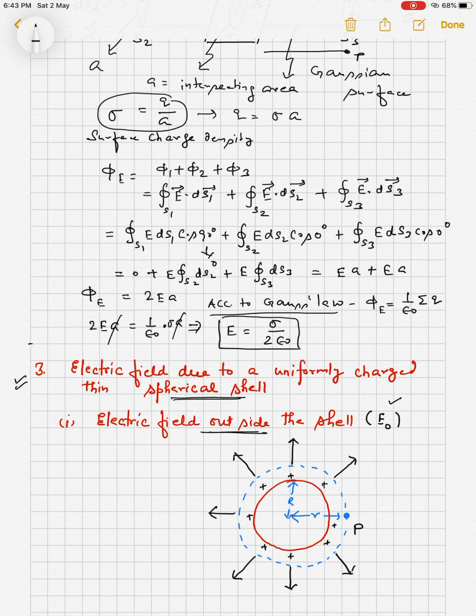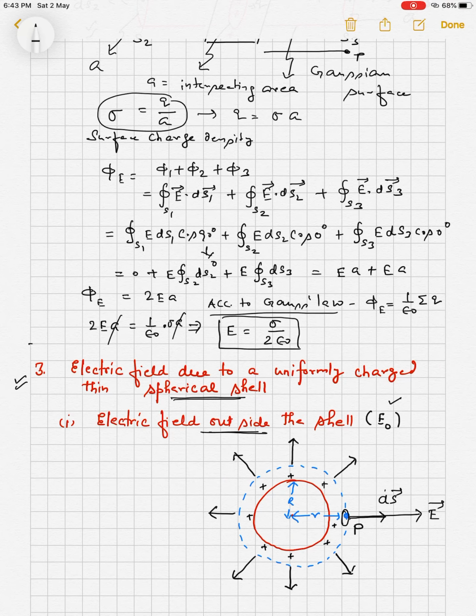We have to find the electric field at point P. So we draw a Gaussian surface symmetrical to that surface. There is a spherical Gaussian surface which is shown by the dotted blue color. This Gaussian surface passes through P. The direction of the electric field is radially outward. So we consider a small element of area ds. The area vector also will be in this direction.